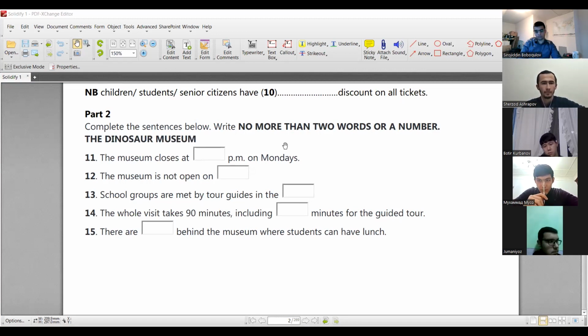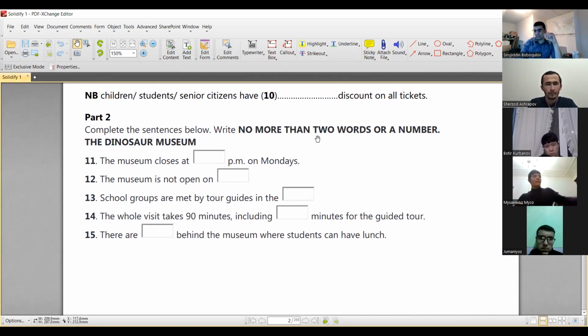Section 2. Whoops. What the heck? Section 2. Okay. I think it should be working. You will hear the education officer of a dinosaur museum giving information to some teachers who are planning a school visit. Okay, now this introduction is very important, actually.